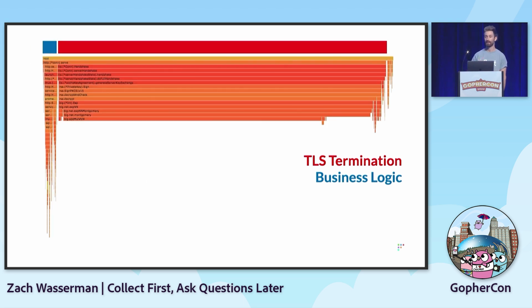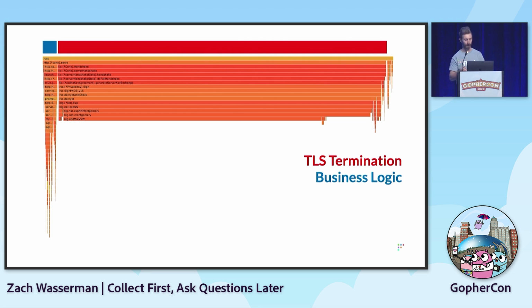Looking at what they provided us from the archive, again, the business logic is in blue, tiny fraction of what the server was doing. The TLS termination is in red. What is going on here? We're spending over 90% of our cycles in TLS termination.